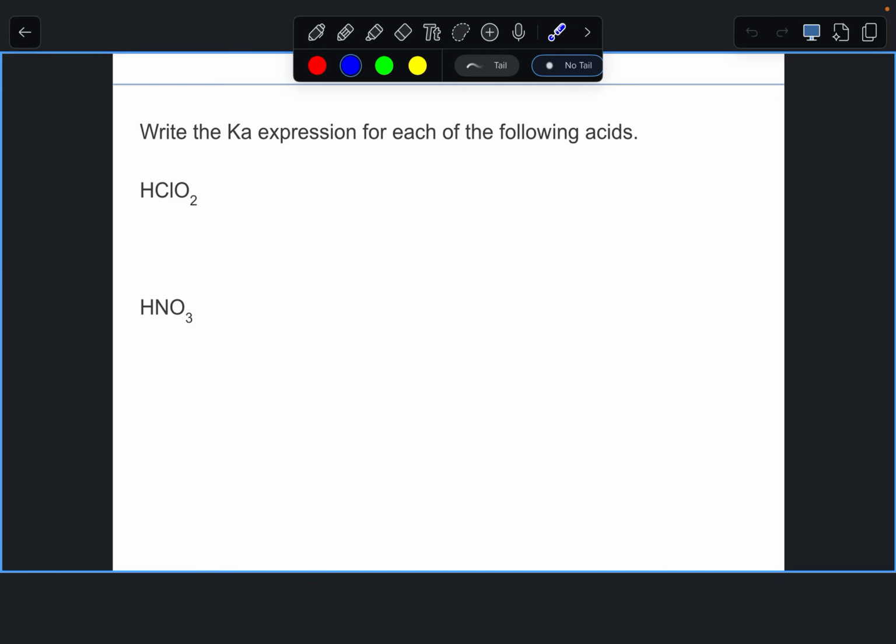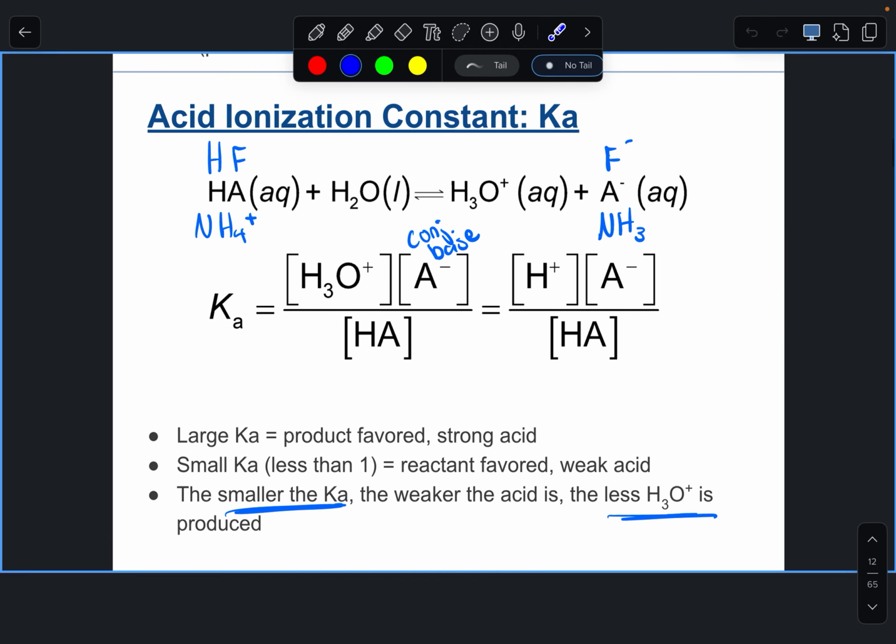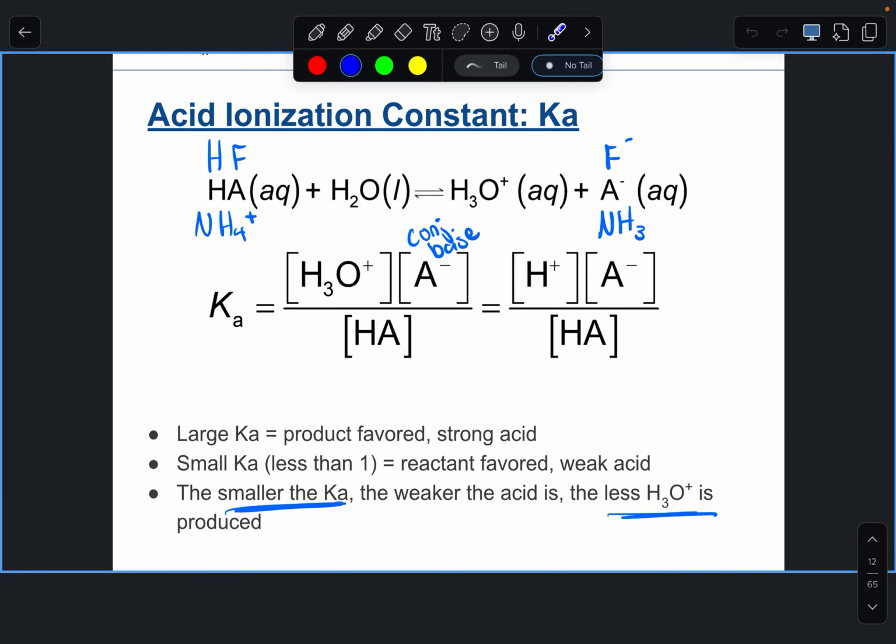Okay, so we'll go ahead and get started. I want to start with this one. If you remember, we ended talking about the Ka expression. So this is for an acid reacting in water to form hydronium ion, H3O plus, and whatever the conjugate base is. Okay, and then we can write the Ka expression.